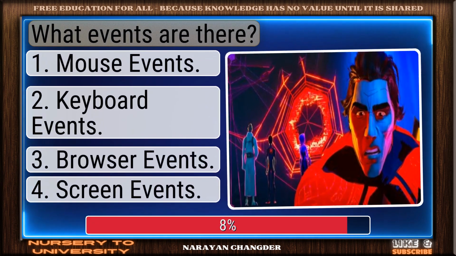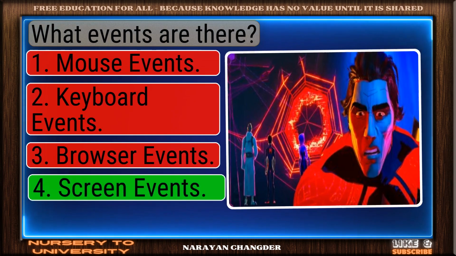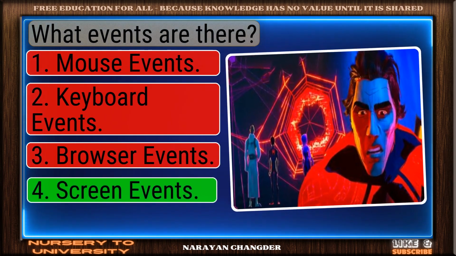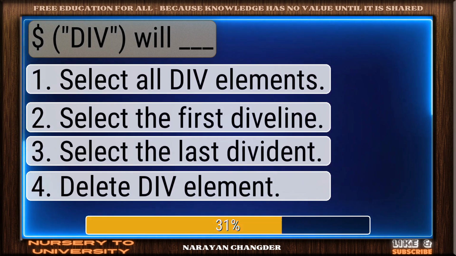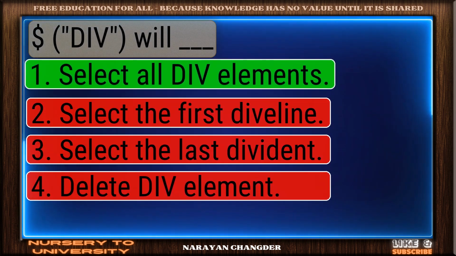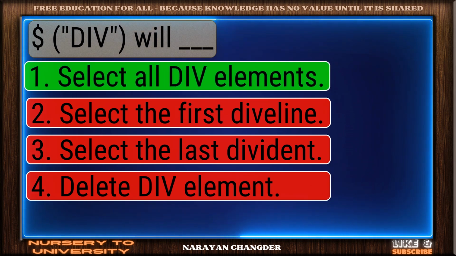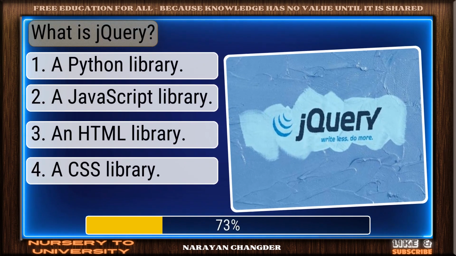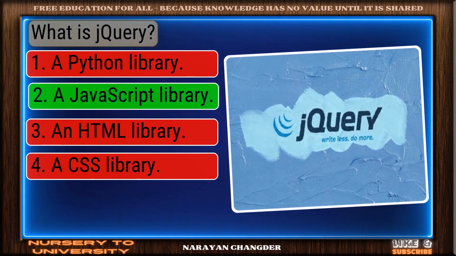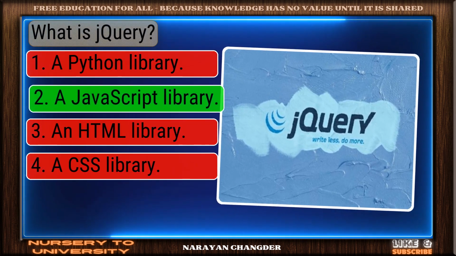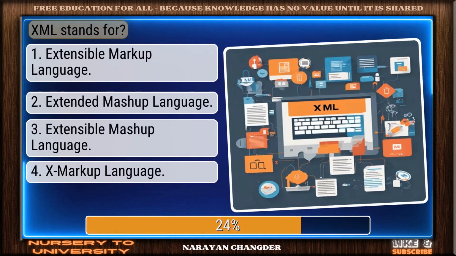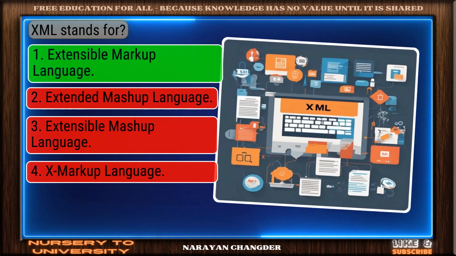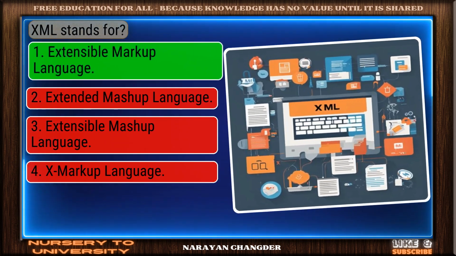What events are there? Sharp thinking. Screen events is the right choice. Dollar will dash. Excellent choice. Select all div elements is the right answer. What is jQuery? Right again. A JavaScript library is a valid answer. XML stands for. Great thinking. Extensible markup language is the right choice.